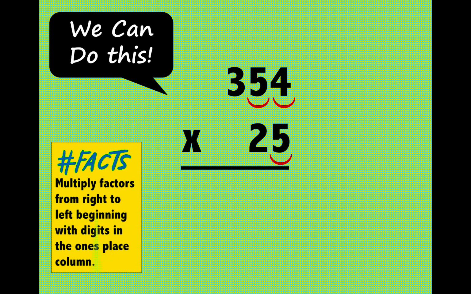Facts: multiply factors from right to left, beginning with digits in the ones place column. Here we go. 4 times 5 is 20. 0 ones, regroup the 2. 5 times 5 is 25, plus the 2 we carried, 27. 7, regroup the 2. 3 times 5, 15. Plus the 2 we carried, 17.